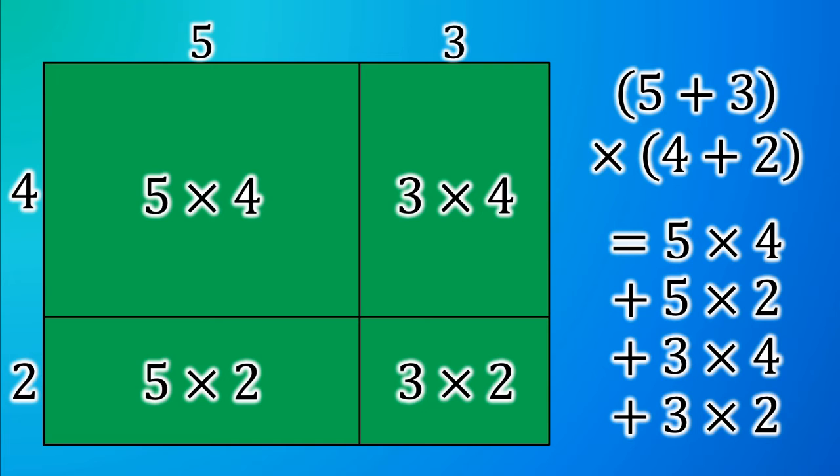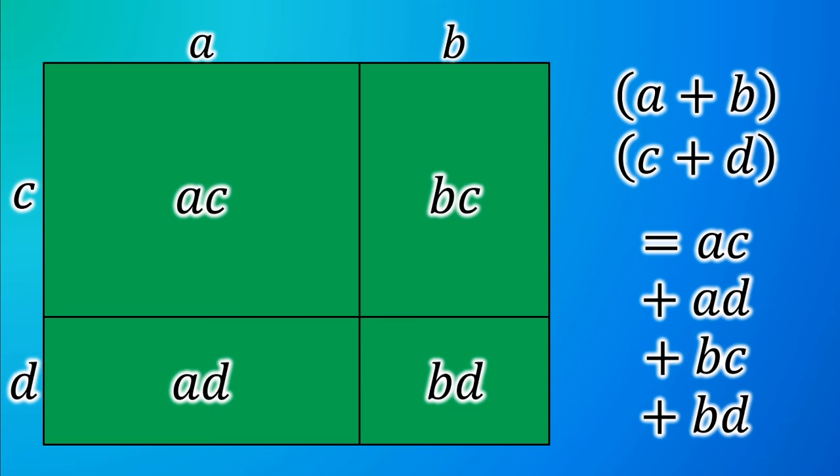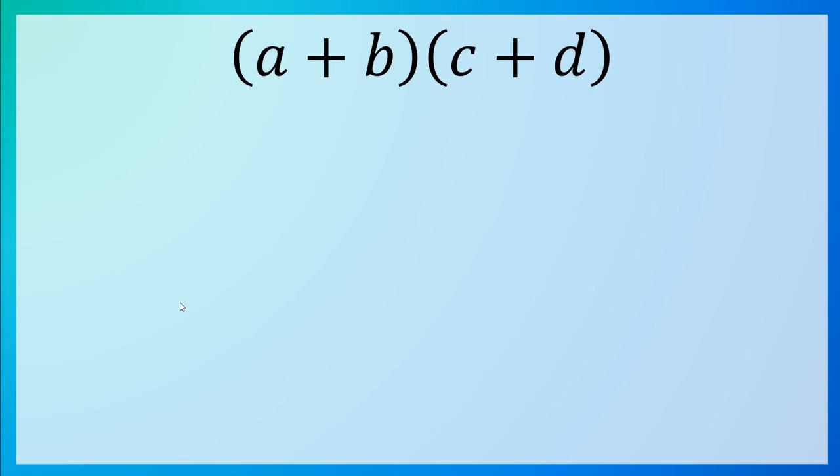And so that means that we can do FOIL, first, outer, inner, last, to distribute this expression on the right. And you can do likewise with variables. So we start out with parentheses a plus b, and that times parentheses c plus d.